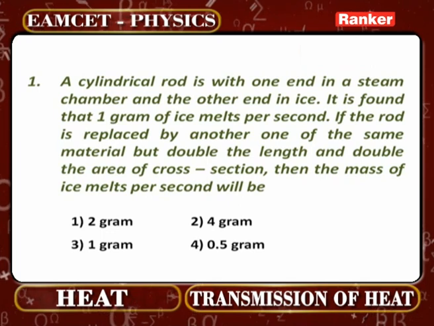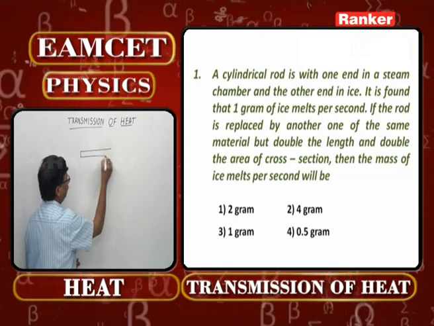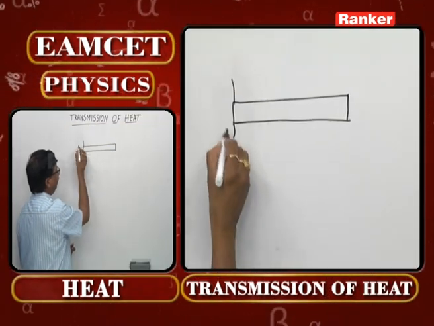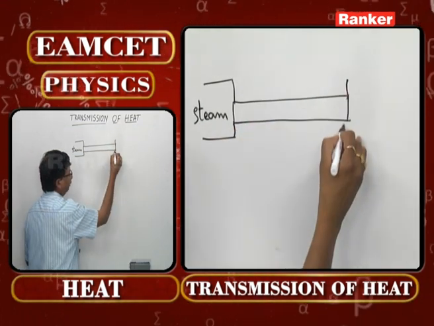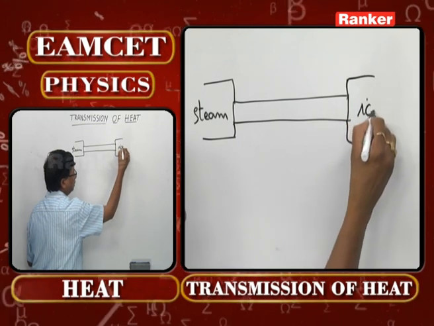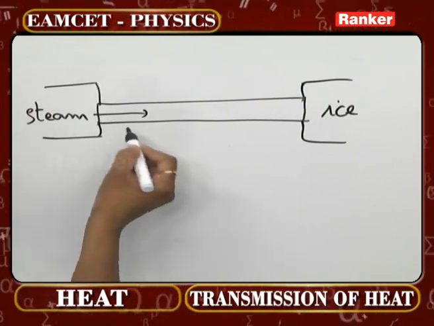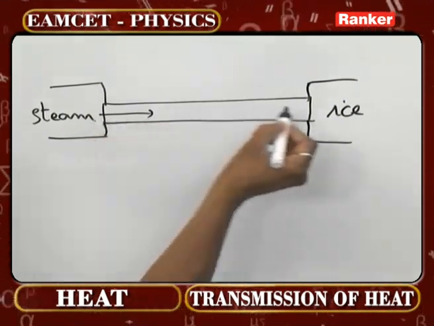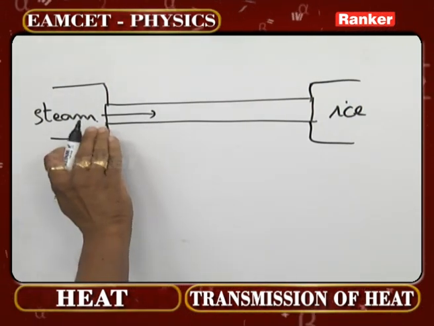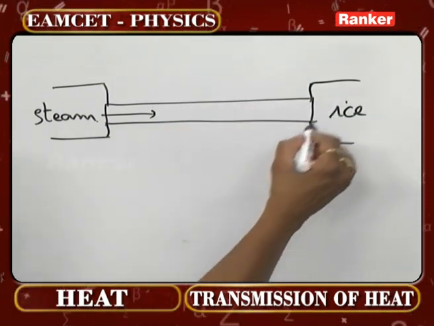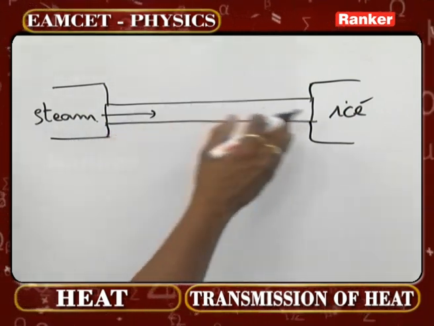So the concept over here is the cylindrical rod. You can identify it directly from this example. Here we have one end connected to a steam chamber and the other end in a chamber consisting of some amount of ice. Whatever energy in the form of heat reaches from here to here will definitely be by conduction. The heat conducted from one end to the other will be utilized by this ice to melt. So what exactly is the concept here?